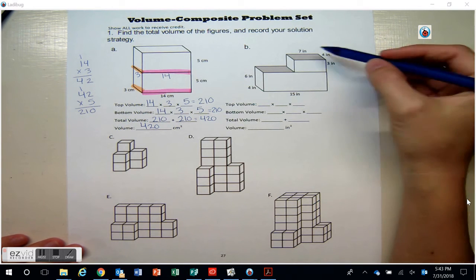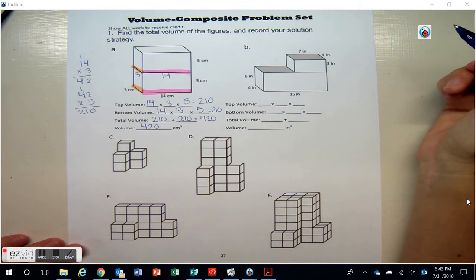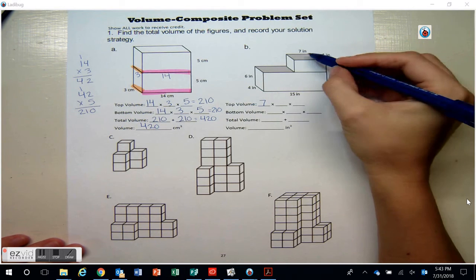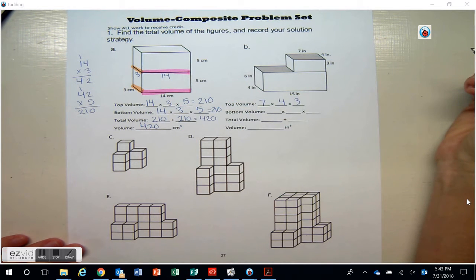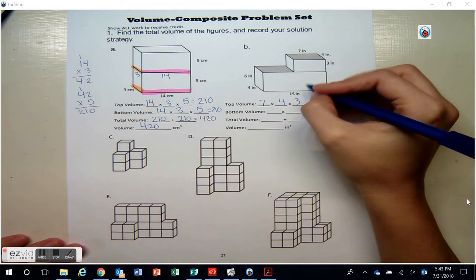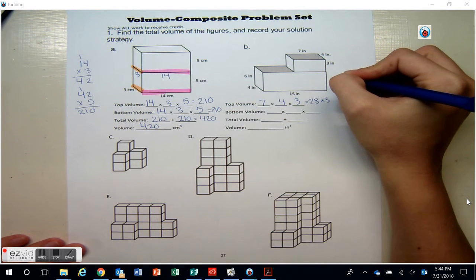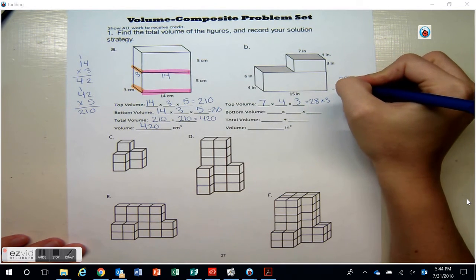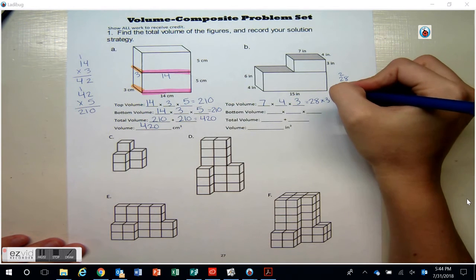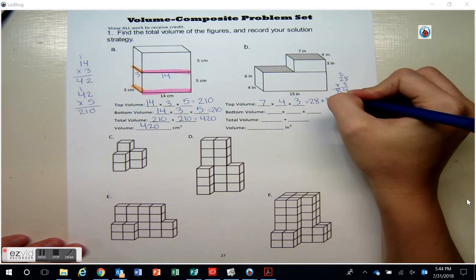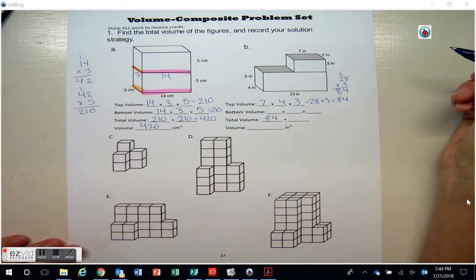Let's go with the top volume. I see I have my 3 measurements. There's nothing for me to figure out. So I have a length of 7, a width of 4, and a height of 3. 7 times 4 is 28, and 28 times 3, let's see. 3 times 8 is 24. 3 times 2 is 6, plus 2 is 8. So here we have a volume of 84 inches cubed for that top piece.